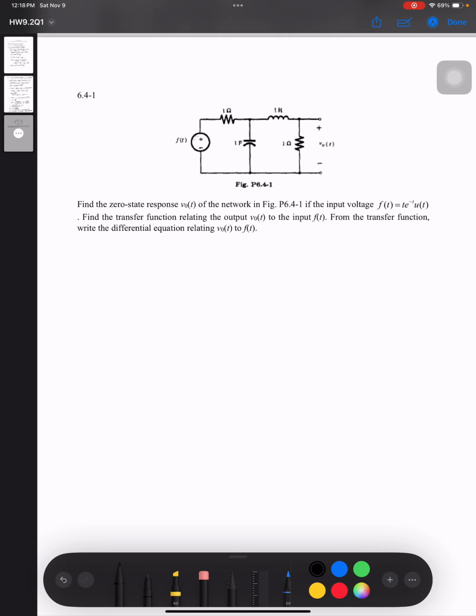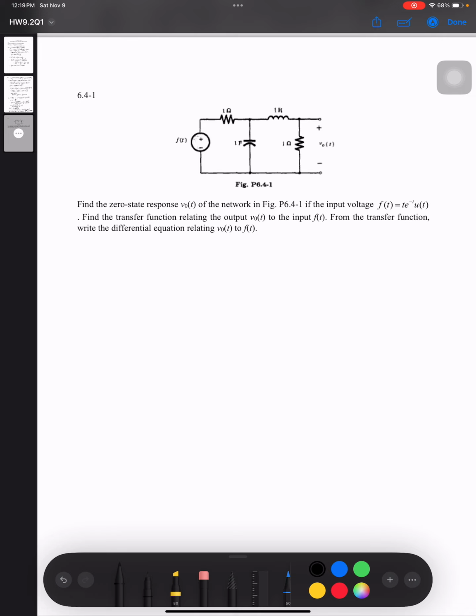And for the next question, find the zero state response v0(t) of the network in this figure if the input voltage is this one. Find the transfer function relating the output v0(t) to the input f(t). From the transfer function, write the differential equation relating v0(t) to f(t).